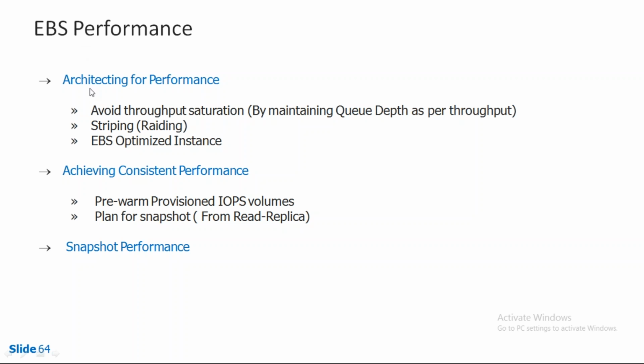So EBS performance, architecture for performance. Avoid throughput saturation by maintaining queue depth as per throughput. Striping is nothing but writing. It's one type of writing. Striping is nothing but what you consider multiple volumes as a single volume for your high availability and high redundancy of data. Redundancy of data is nothing but to safeguard your data.